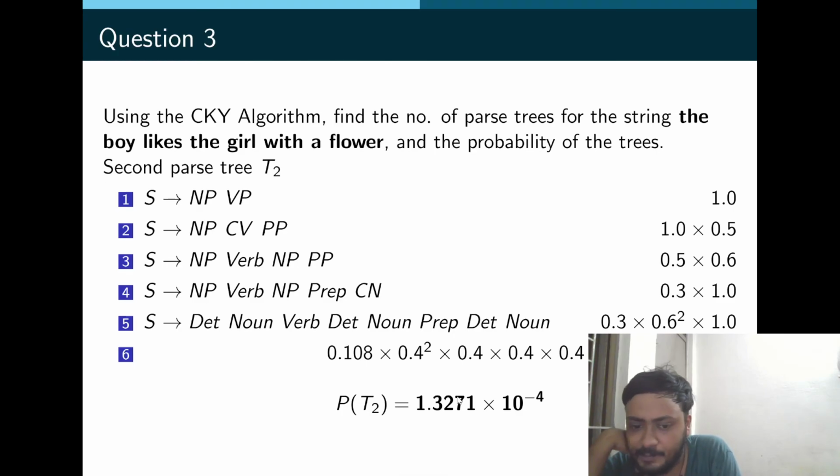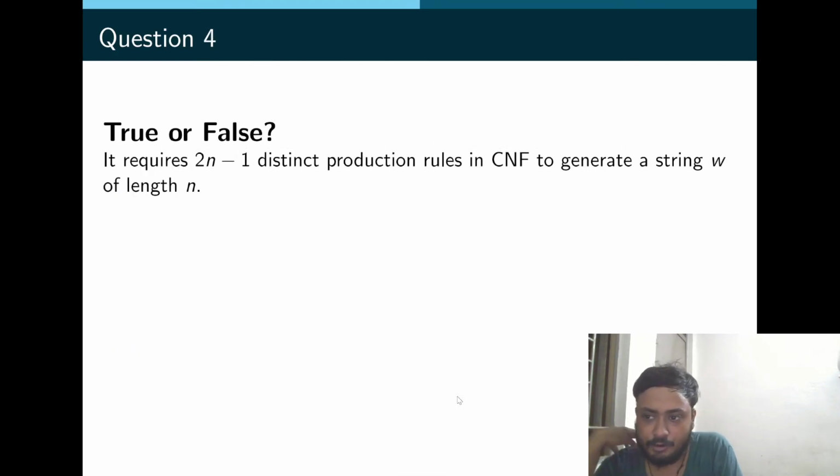Alright. To end today's session, after these big questions, we have some light-hearted questions. We have two true and false questions. The first one is: it requires 2n minus 1 distinct production rules in CNF to generate a string W of length n. So given that the grammar is in Chomsky normal form, how many production rules will have to be applied to generate a string of length n? The question says it's 2n minus 1 distinct production rules.